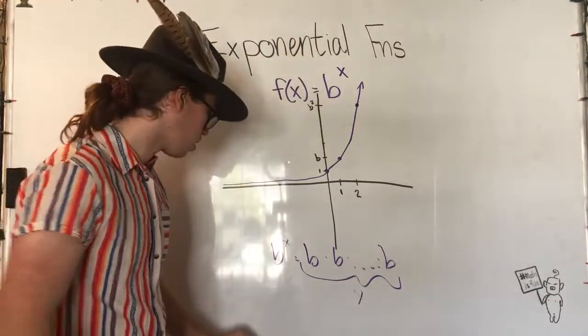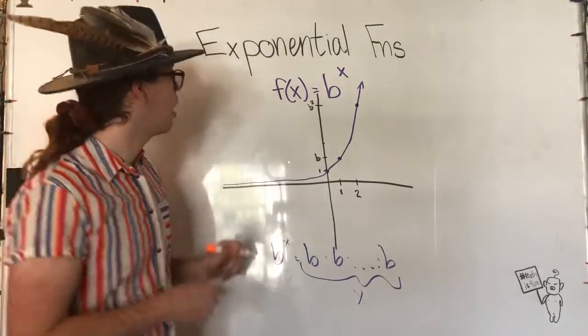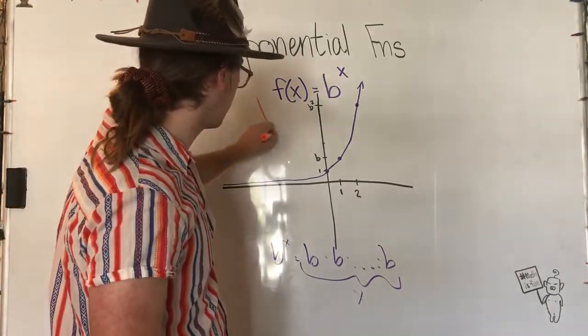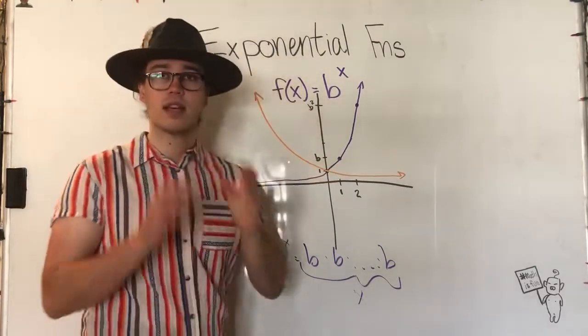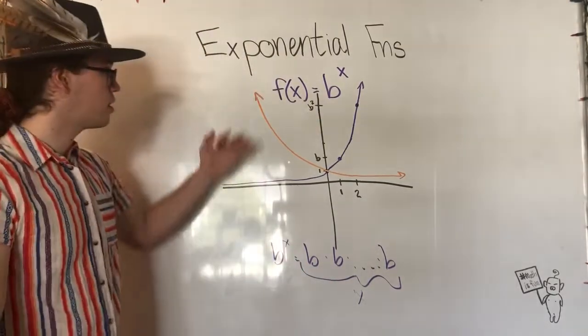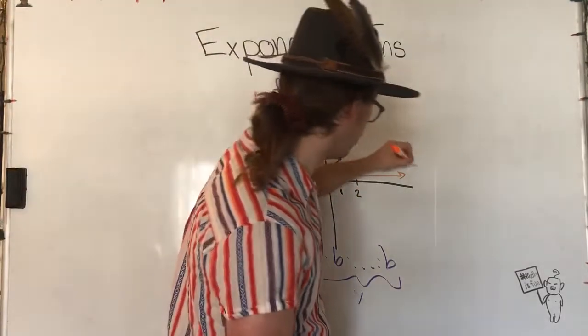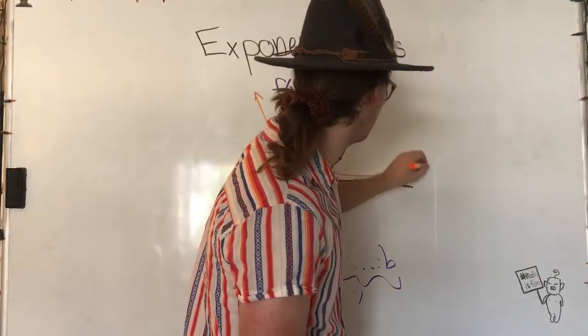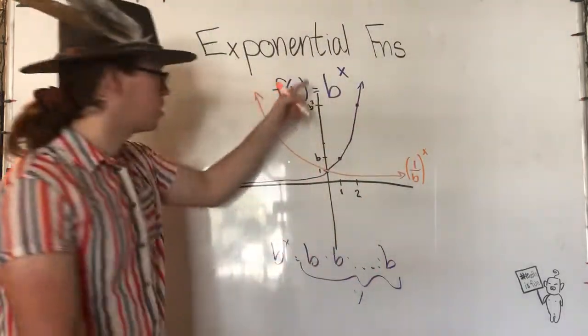Now, what would our curve look like if b was actually less than 1? Well, our function would look something like this. Because let's say b was 1/2, it makes sense that as we take powers of 1/2, they get smaller and smaller and smaller, right? Let's just say that's 1 over b to the x, and then this would just be b to the x, right?